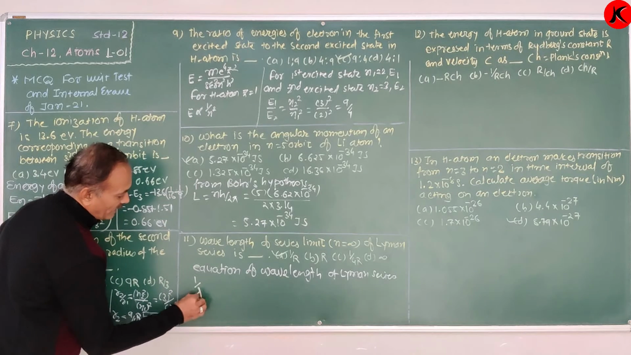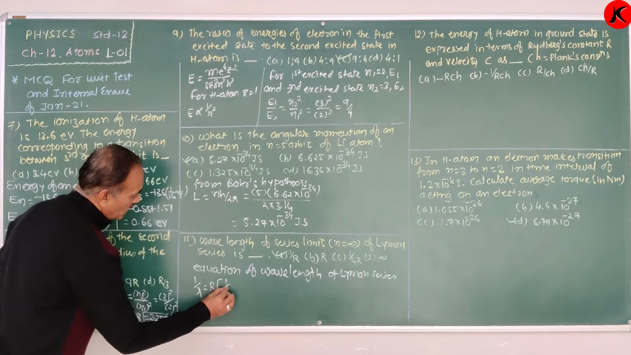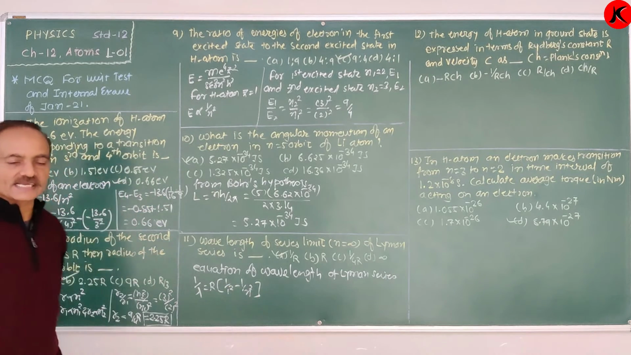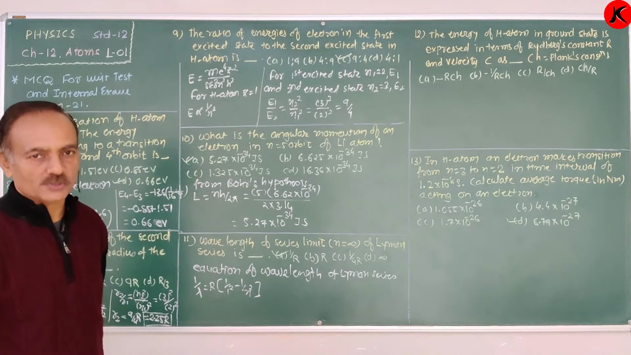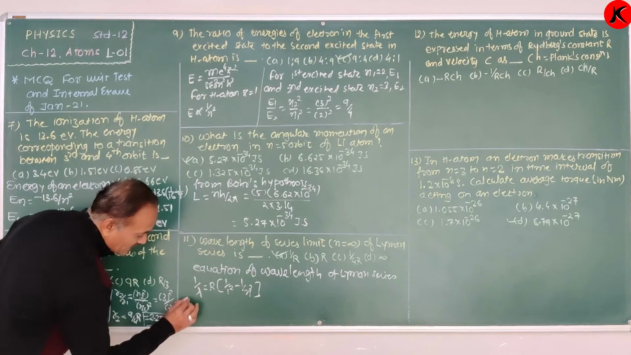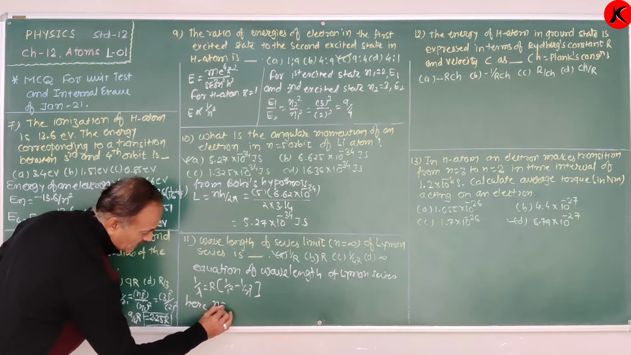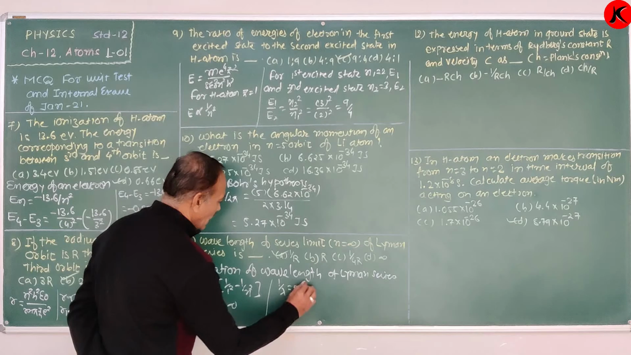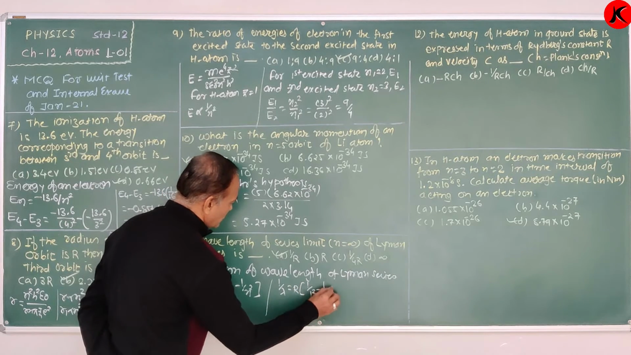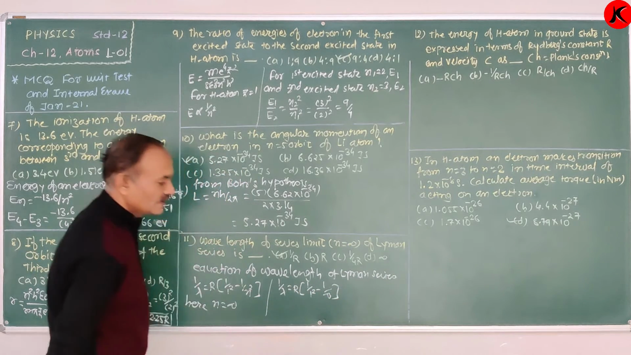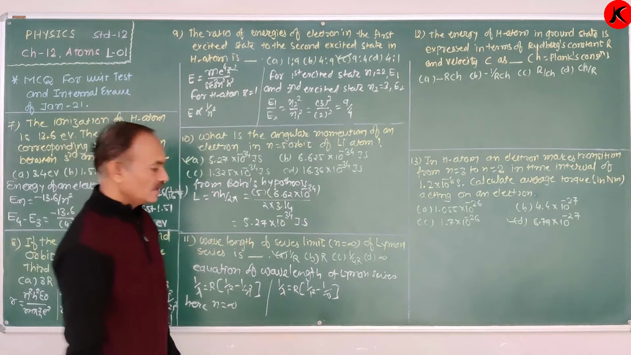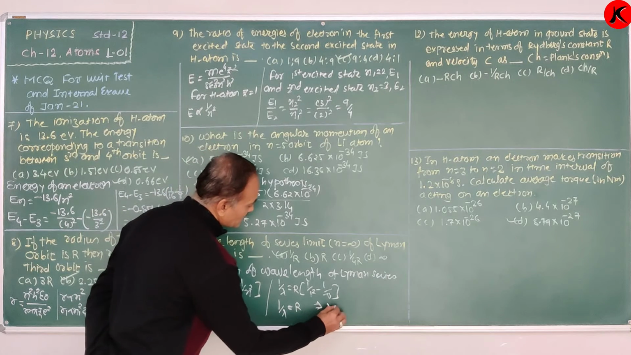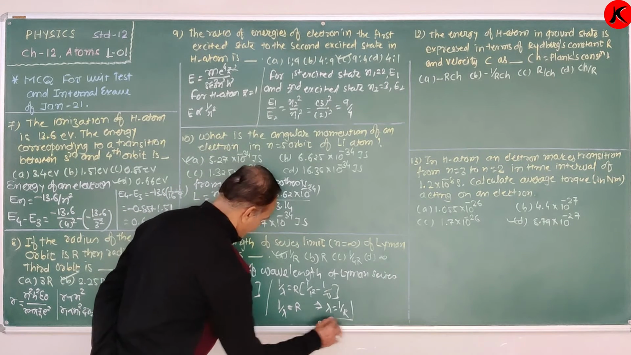1 upon lambda is equal to R into 1 upon 1 square minus 1 upon n square. The value of n is greater than 1: 2, 3, 4 and so on. Here n is given as infinite. Therefore 1 upon lambda is equal to R into 1 upon 1 square minus 1 upon infinite. 1 upon infinite approximates to 0. Therefore 1 upon lambda is equal to R, and therefore lambda is equal to 1 upon R.